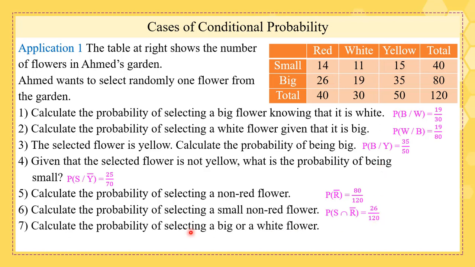And finally, calculate the probability of selecting a big flower or a white flower, and or means union. Try to do it alone.